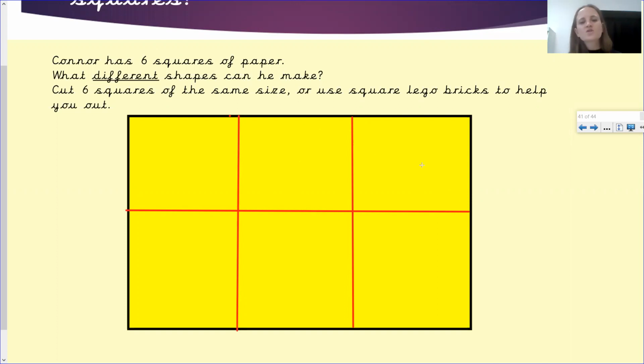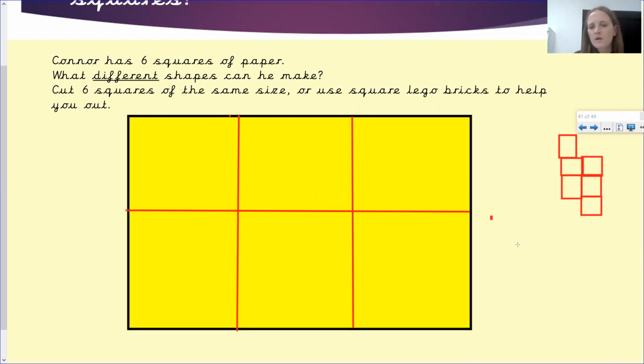Okay, so what different shapes could he make? So I'm going to draw some of them, and I want you to see what you come up with. So if you can imagine, there's a shape, there's 2, 3, 4, 5, 6. So let's say he could have done that one. If you've got 6 squares of Lego bricks, you can do that to help you out. What else? Let's try the next one.